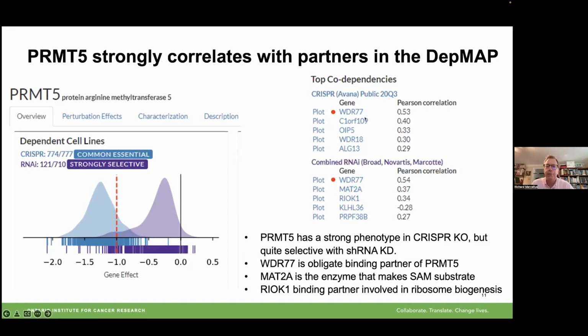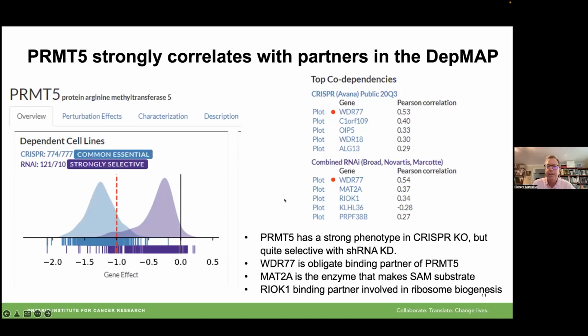That is an obligate binding partner for PRMT5. So that makes a lot of sense. These two things work as a complex. We'd expect them to show similar phenotypes, and a correlation of 0.5 out of the DEP map. It is a fairly noisy system, so a 0.5 I consider to be extremely good correlation.